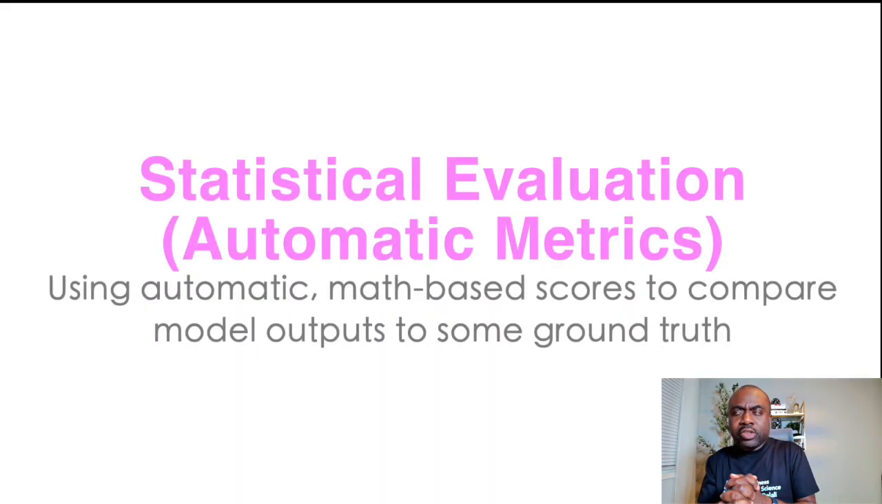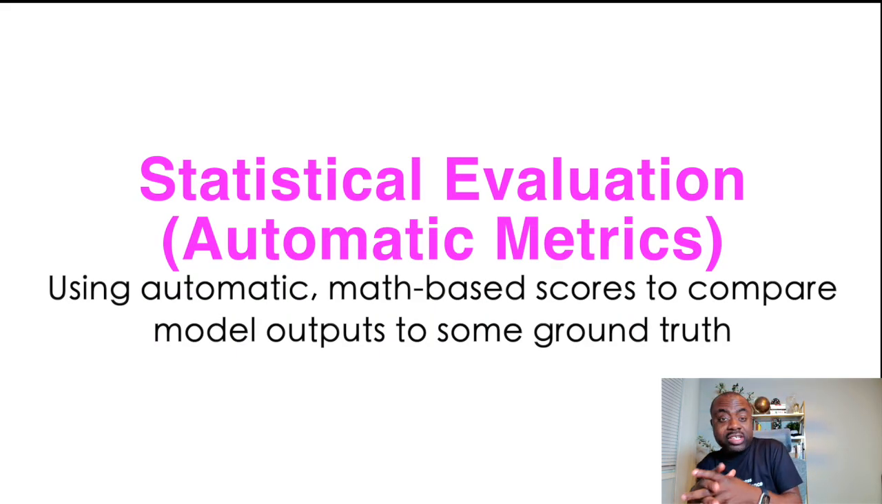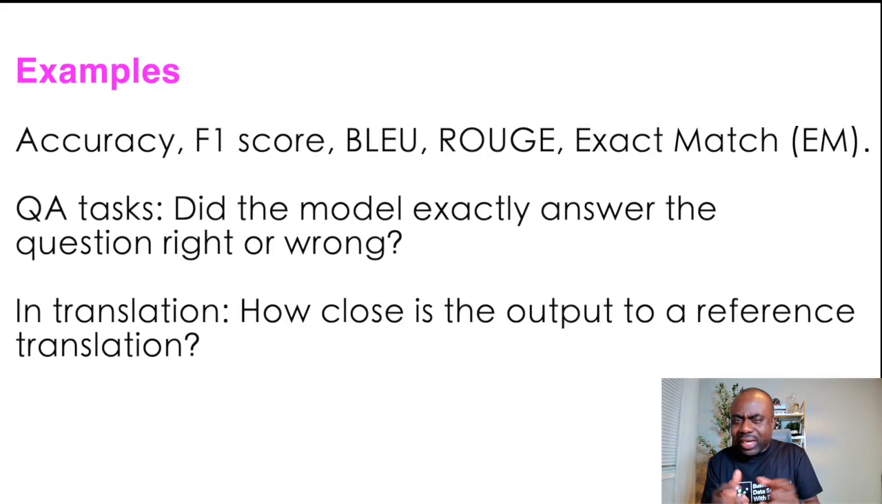Let me explain what those mean. I think they are very self-explanatory, but let me just quickly explain. Statistical evaluation is really using automatic, mathematical-based scores to compare the model to some ground truth, sometimes called golden data. In this case you can calculate metrics like accuracy and F1 score. You can also use the BLEU score, the ROUGE score, or exact match. These are ways you can use an automatic, mathematical, or statistical approach to evaluate your large language model.